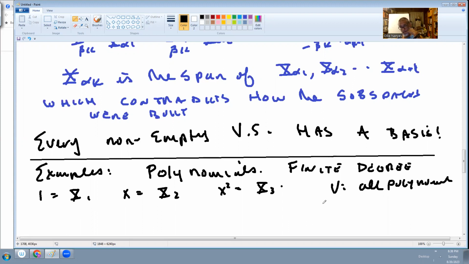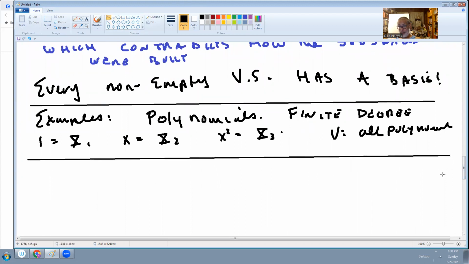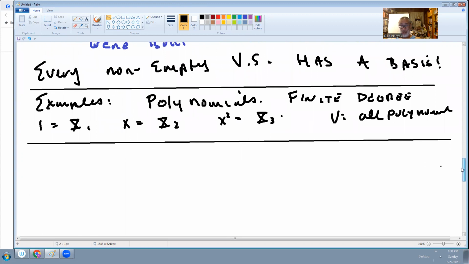And if you notice, since there's no limit, this is what's known as a vector space that has a countable basis, but every predecessor to the countable ordinal is finite. Okay, so that's something to see here. So polynomials, they all have finite degree, but there's no limit to the degree. That's an example of a vector space with a countable basis. Now here's one that's uncountable.